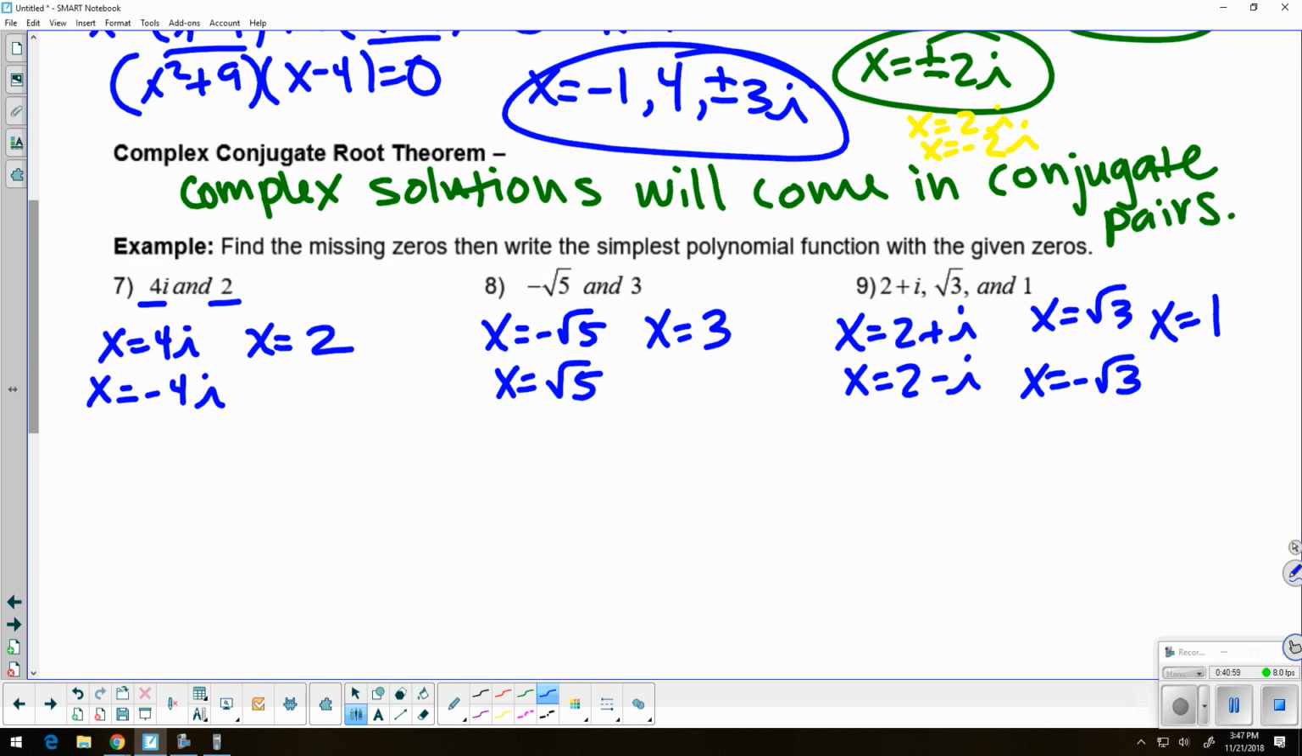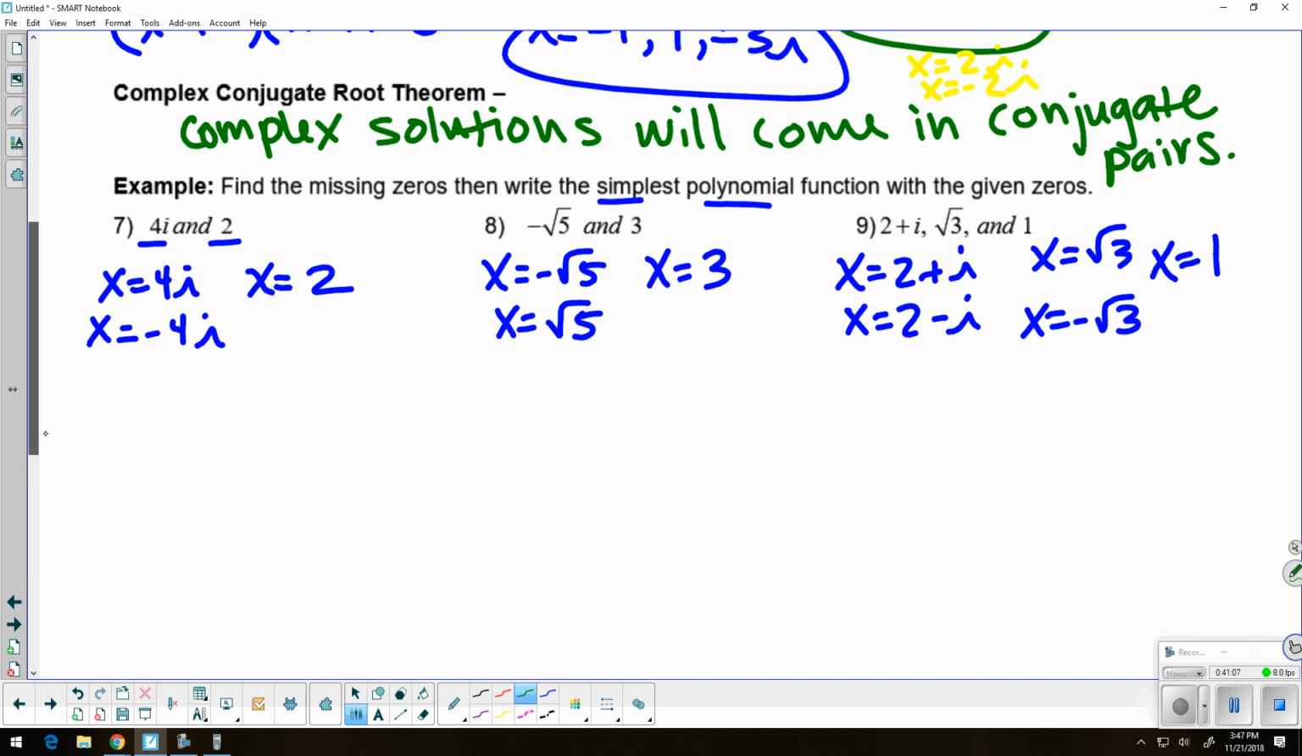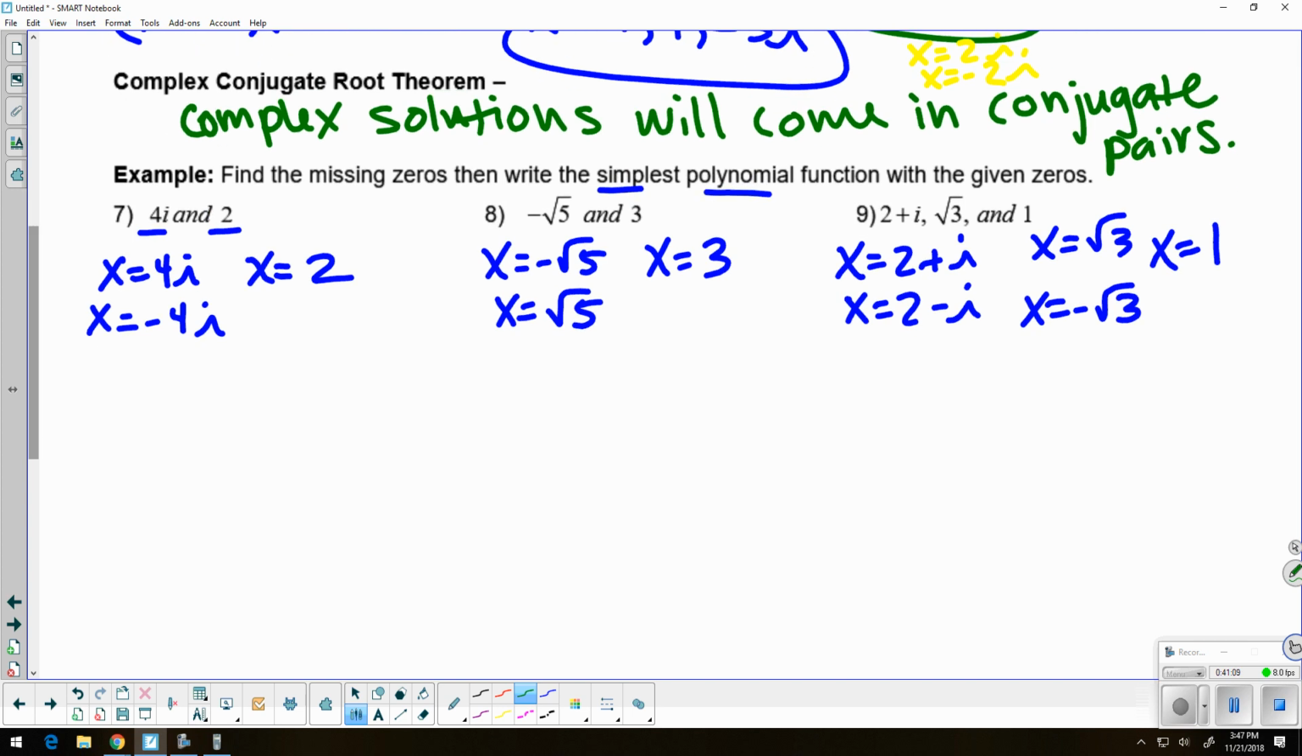If you want to write the simplest polynomial function with these zeros, what you'd want to do is quite a process, but again, set these all equal to 0. So even looking at the first one, if I want to set this equal to 0, I'd have x minus 4i equals 0. So there's one binomial.